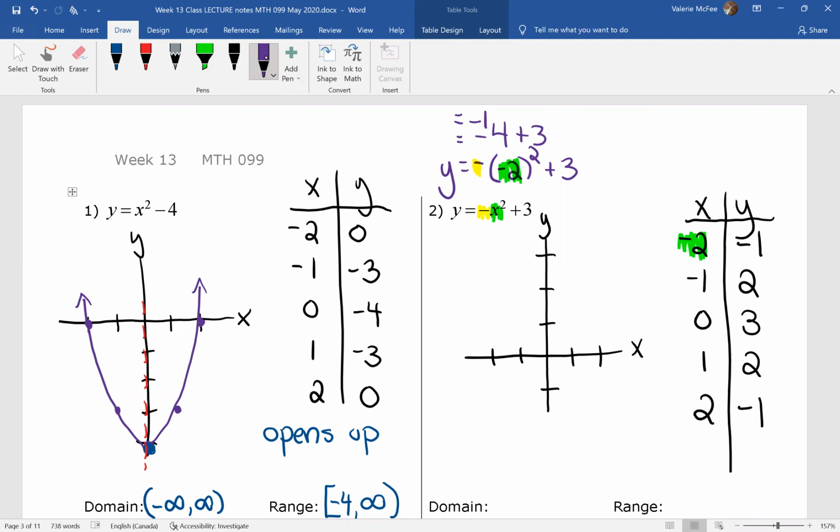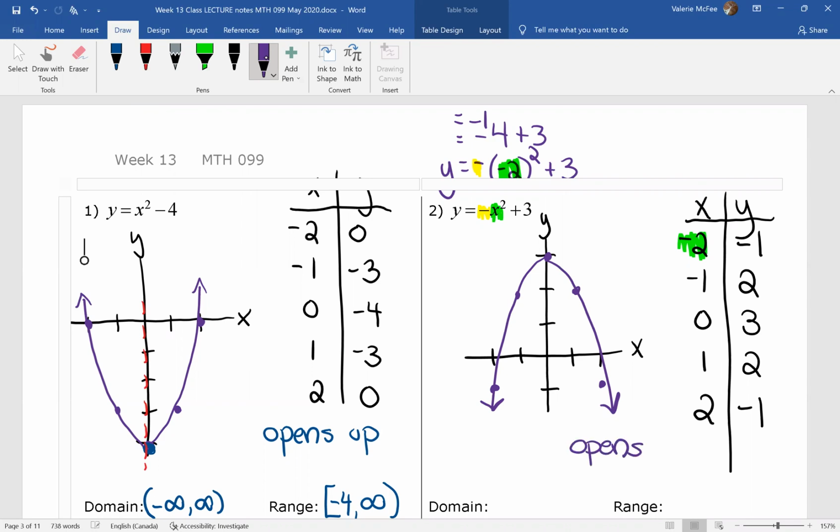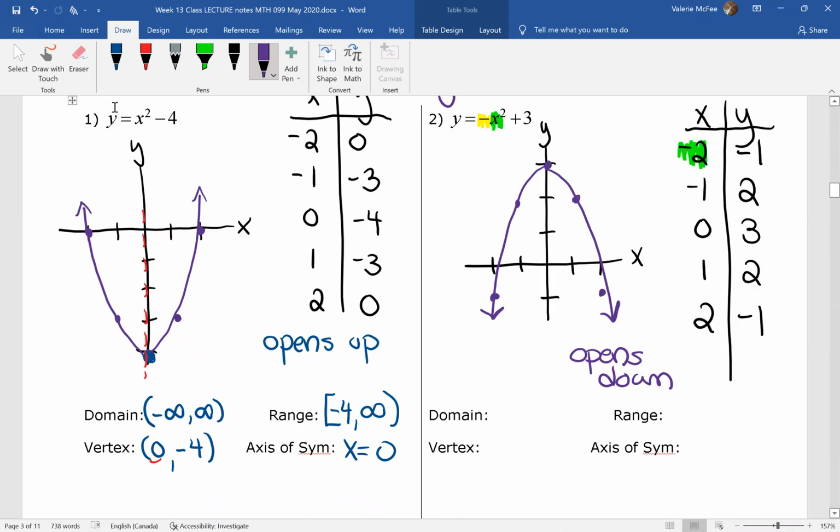So let's plot these ordered pairs: (-2, -1), (-1, 2), (0, 3), (1, 2), and (2, -1). So again, our quadratic equation gives us a shape that is a parabola. This one opens down. And again, like all quadratic equations, it has a domain of all real numbers.